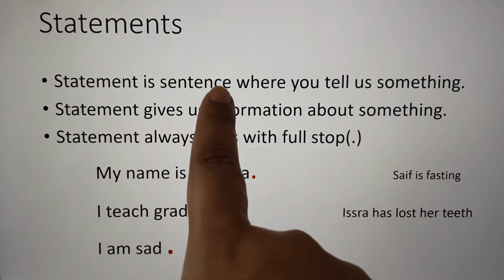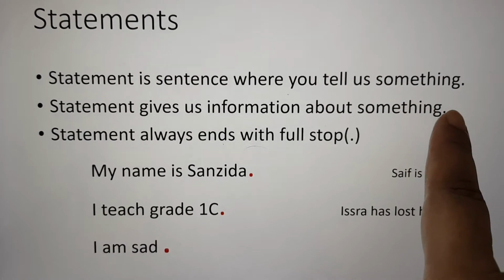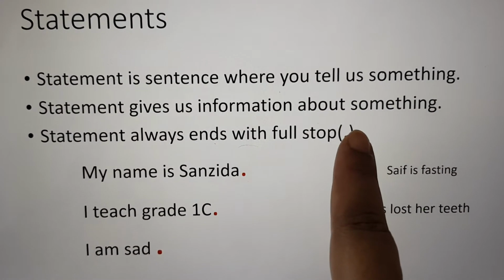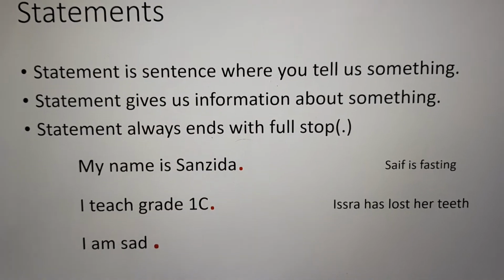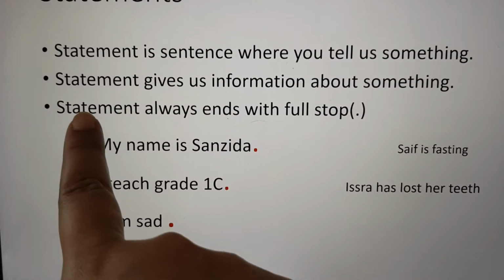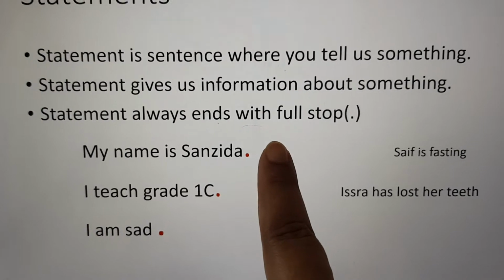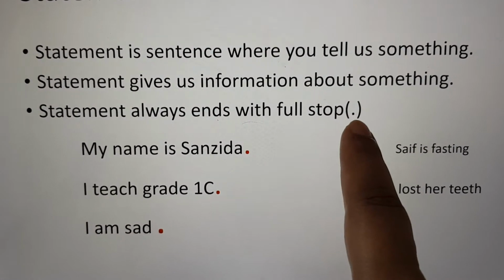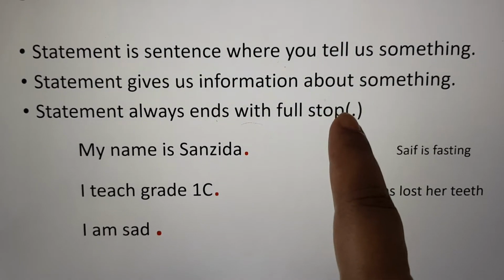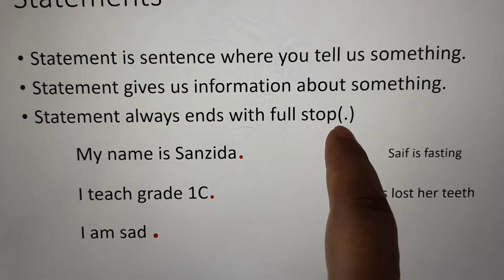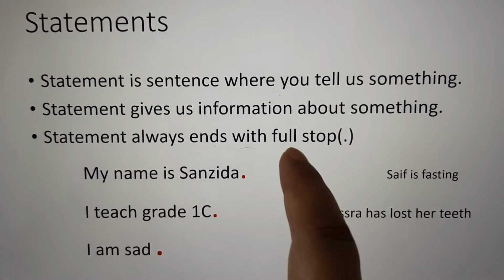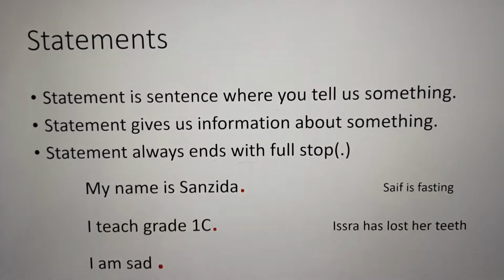A statement is a sentence where you tell us something. Statements give us information about something. And one most important thing, a statement always ends with a full stop. What is this dot? That means full stop. When you see a full stop, it means the sentence is finished. You need to stop. Okay?